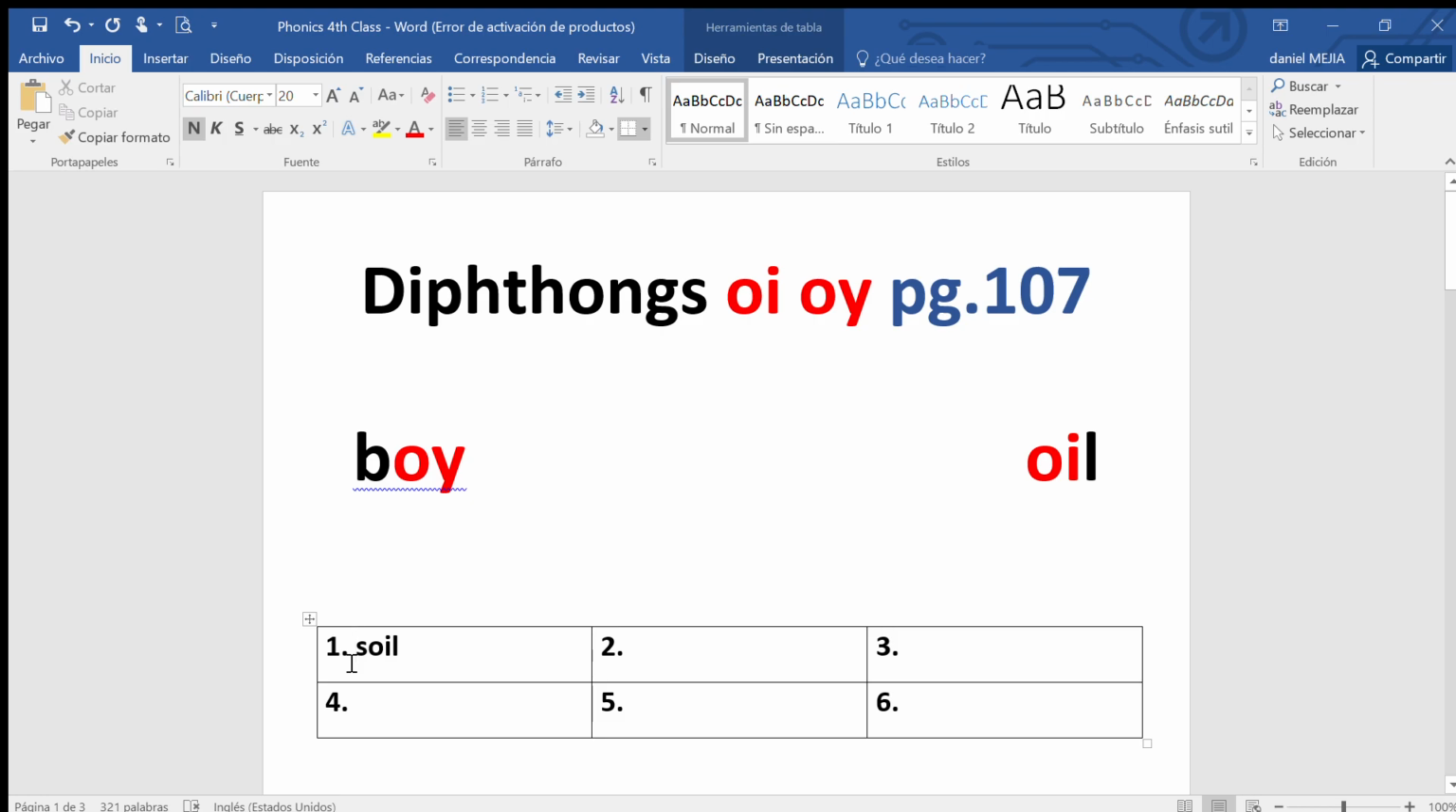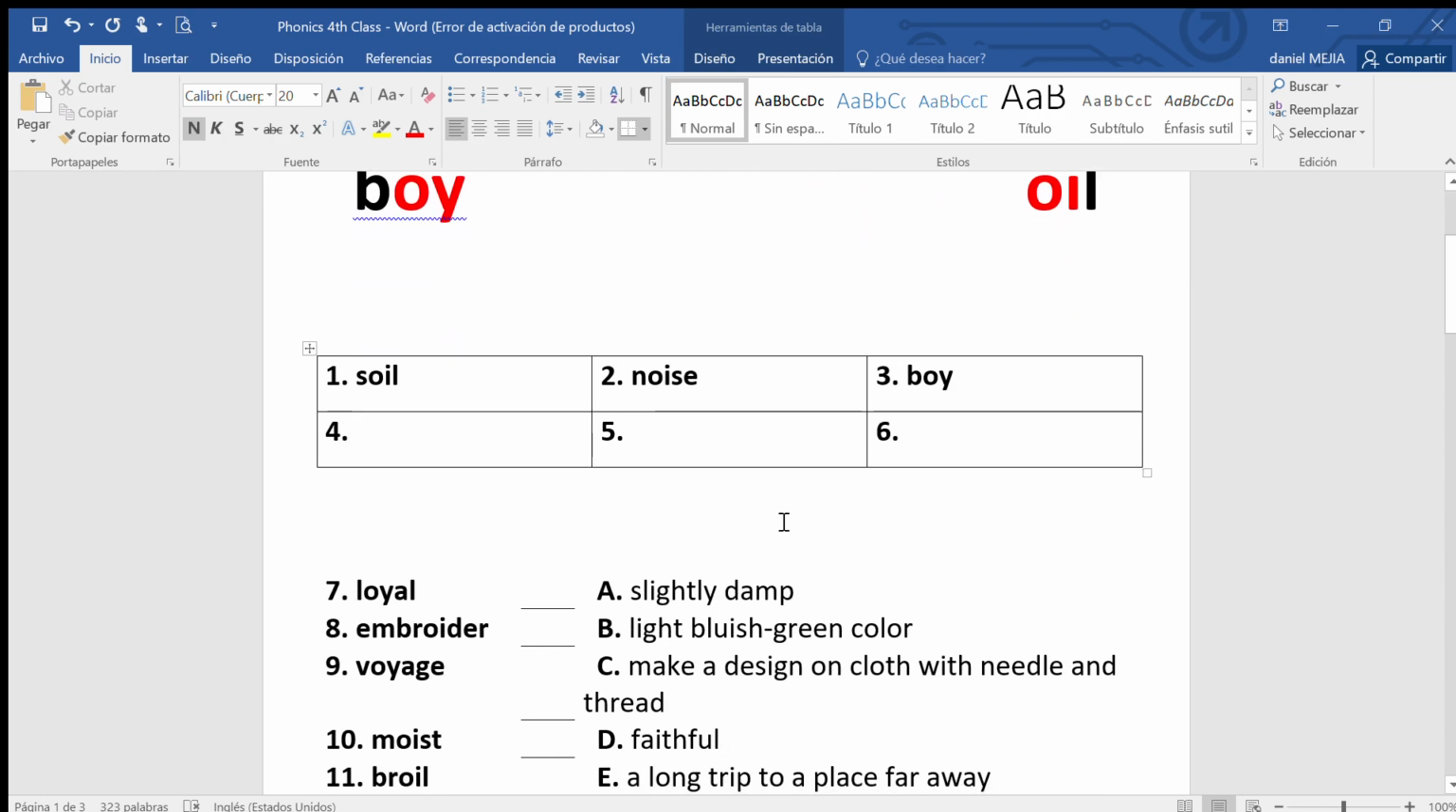Number two, for example, when you with a pencil make what on your desk? A lot of noise. Yes, noise. And what do you see in picture number three? Is he a boy? Yes. Okay, so that will be the three. The other three, 4, 5, and 6, you're going to do it alone, okay? Alone.